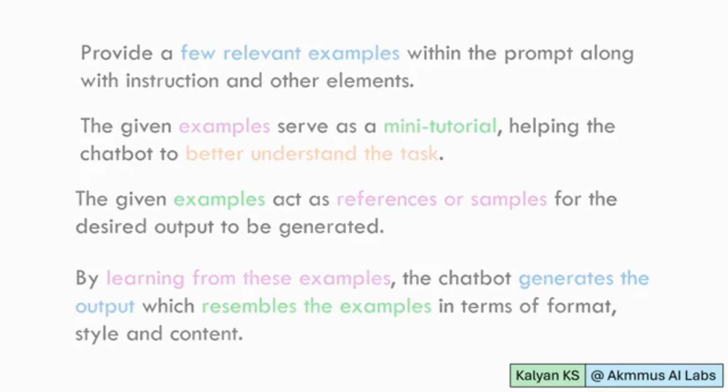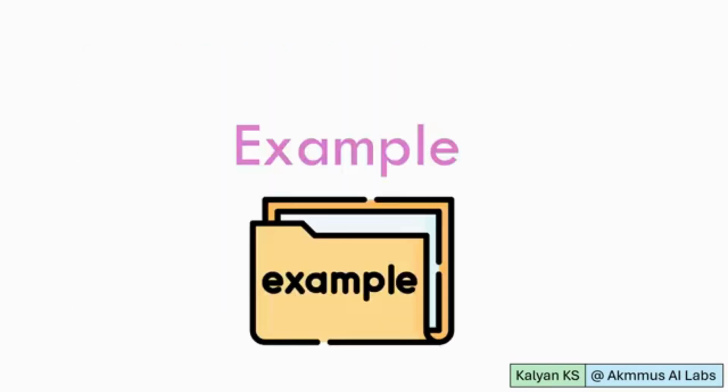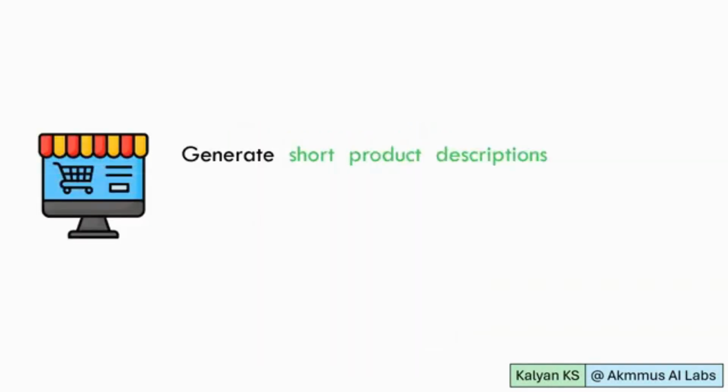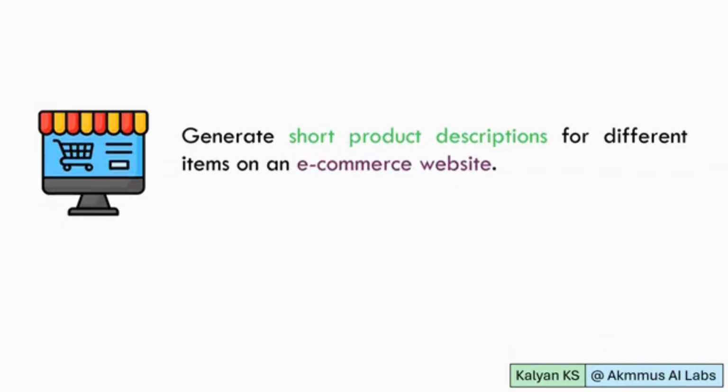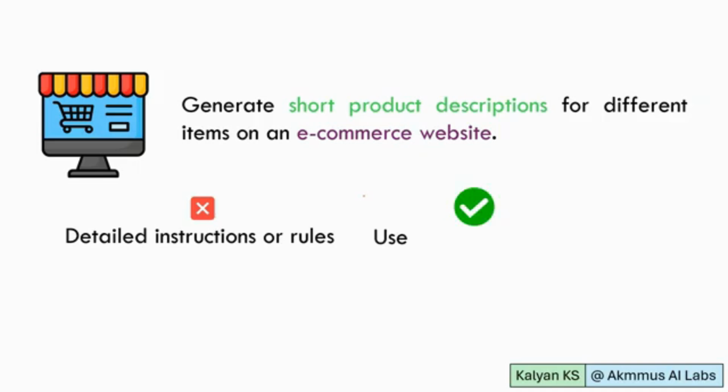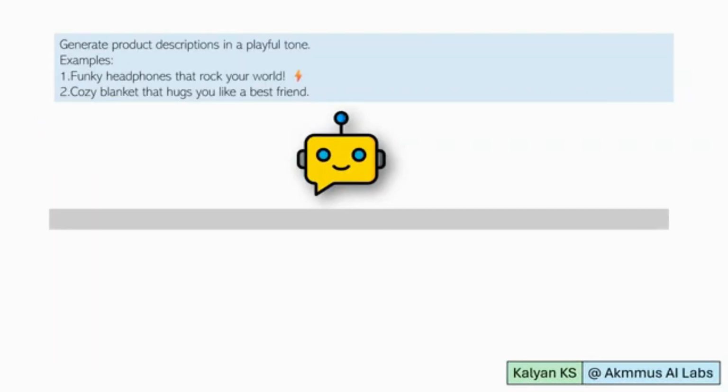Now, let us see an example of few-shot prompting. Suppose you want to generate short product descriptions for different items on an e-commerce website. Instead of providing detailed instructions or rules for generating these descriptions, you can use few-shot prompting. Here is an example prompt for few-shot prompting.